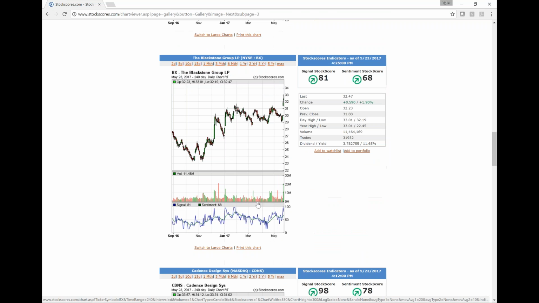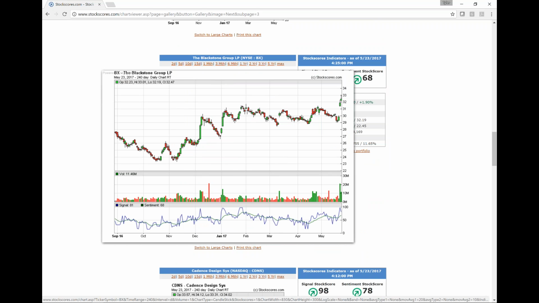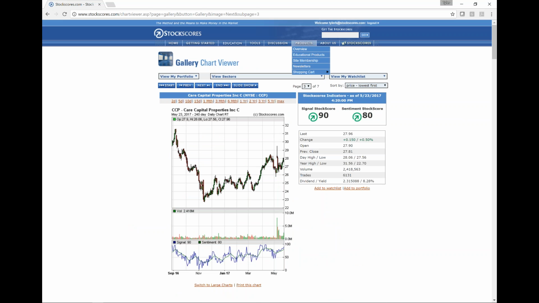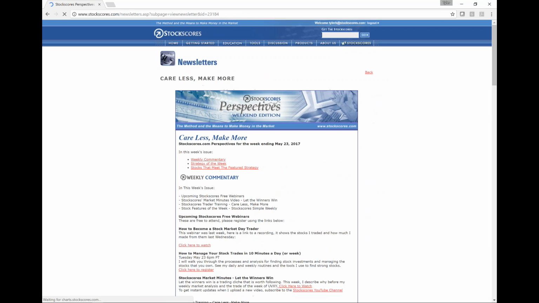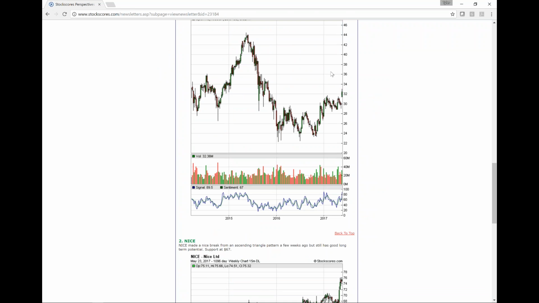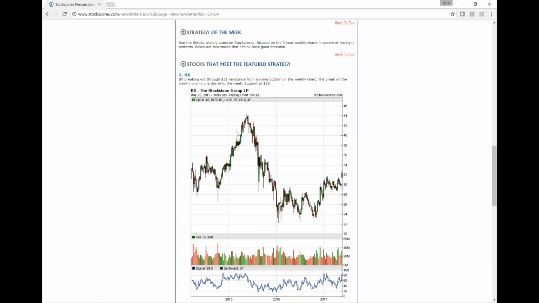So let me just see if there's anything I like. Blackstone looks pretty good. So I can click on this and make the Blackstone chart bigger. There you can see resistance at about $31.50, sideways trading, so we have low volatility. Yesterday it gapped up with strong volume, abnormal price action. See the Stockscores jumped up above 80 on the blue line, above 60 on the green line. And if you go read my weekend newsletter, for those of you that don't know where it is, go to Products, Newsletters, read most recent weekend newsletter, and you will see right there my feature on Blackstone. Okay, I did this market scan yesterday and found it. I actually bought Blackstone myself yesterday, but more as a day trade.